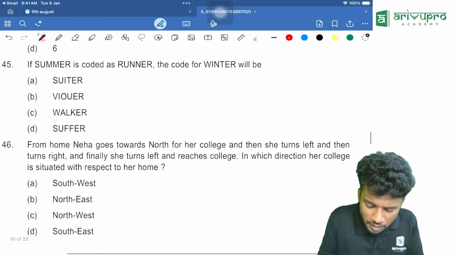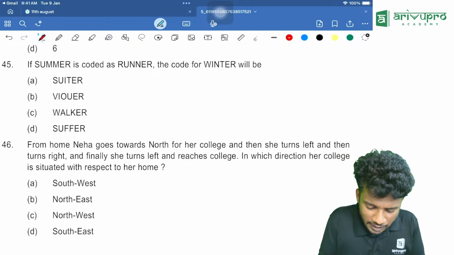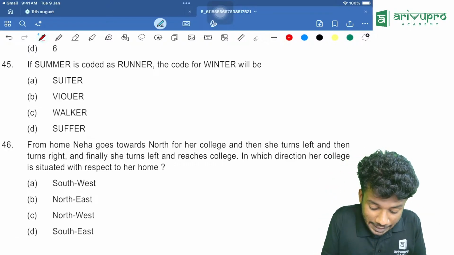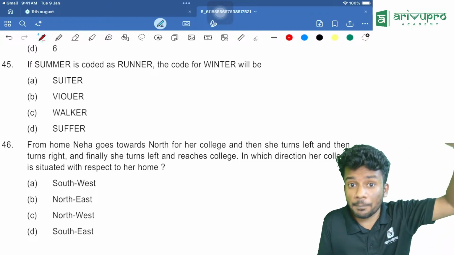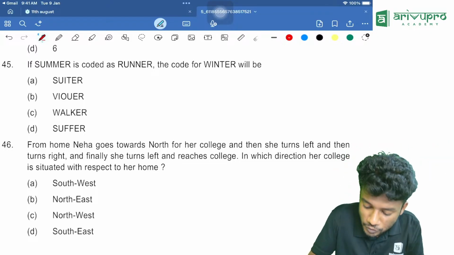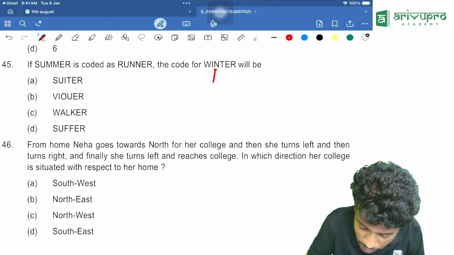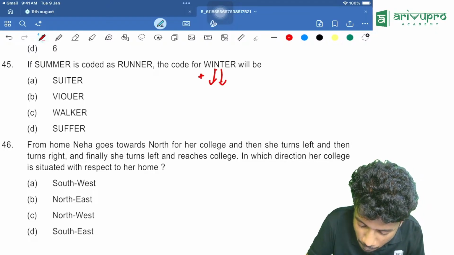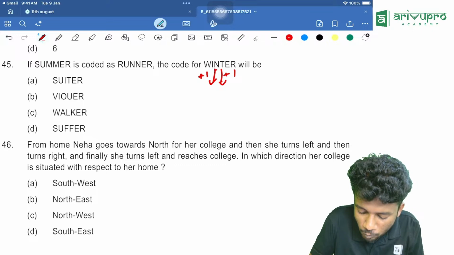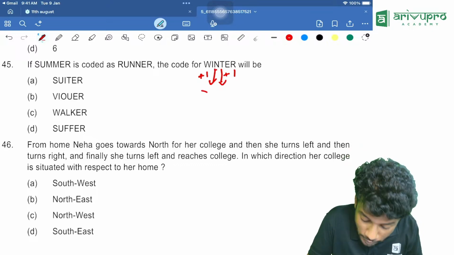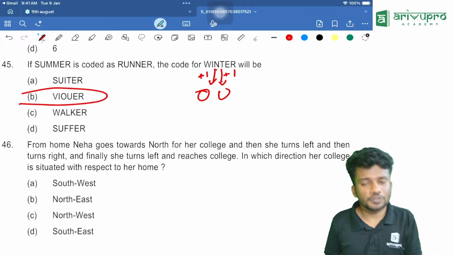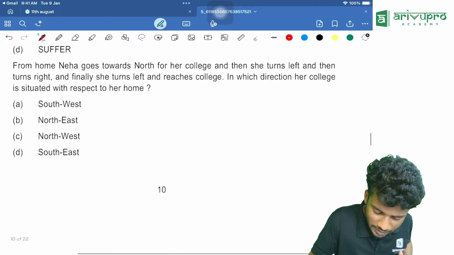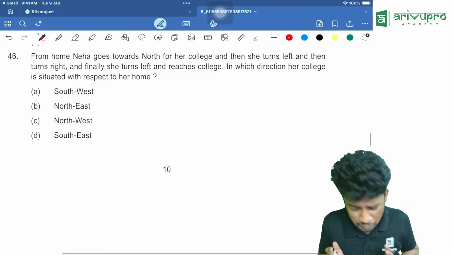Now summer is coded as runner. Looking at this itself, we can check that M and M is becoming N and N. That means plus 1. After M and M only N is coming, right? Yes. So similarly, the middle two letters are N and T. Plus 1, plus 1. N will become what? Not M, it should be O. T will become what? U. Looking at the options, it should be option B. Direct answer. Next one.